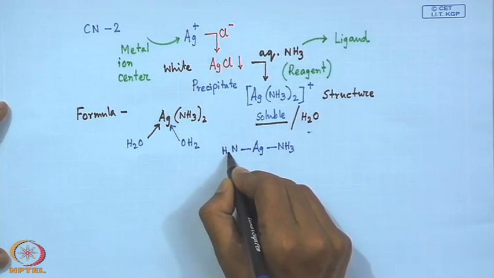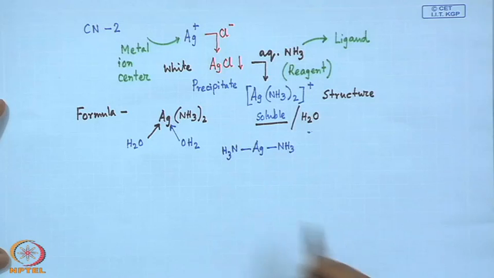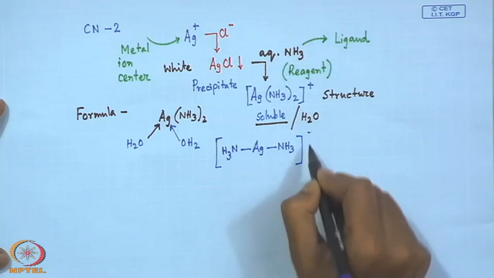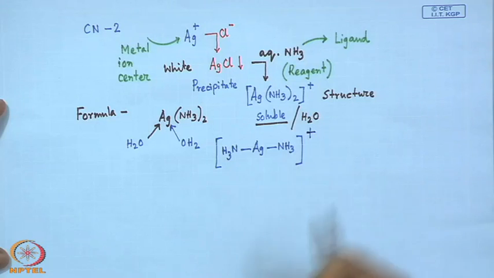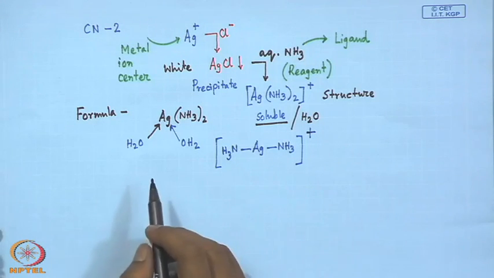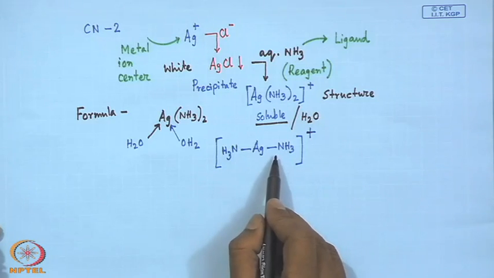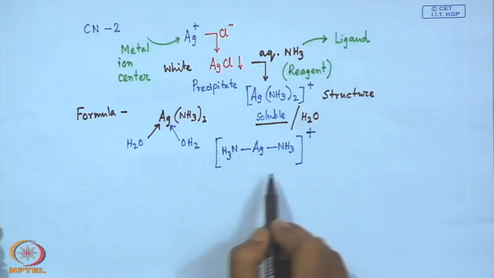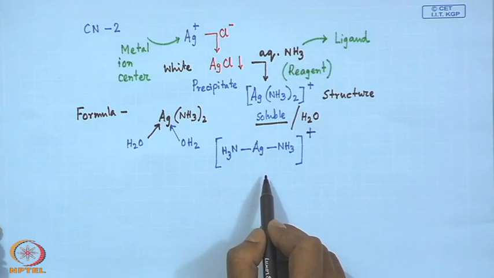this is the corresponding structure that we can have for silver and 2 ammonia molecules with a cationic charge on the overall complex. So, basically we get 2 points of attachment to the metal center by 2 ligands. As a result, we get a coordination number of 2.